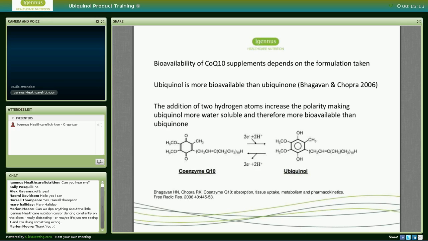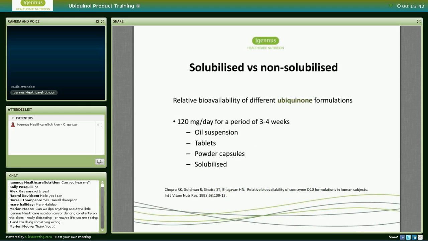So I've already talked about ubiquinol and ubiquinone. We also know that ubiquinol is slightly more bioavailable than ubiquinone anyway. And this is because the addition of the 2 hydrogen atoms on ubiquinol actually changes the polarity, and it makes ubiquinol slightly more water-soluble, and therefore automatically increases the bioavailability over ubiquinone.